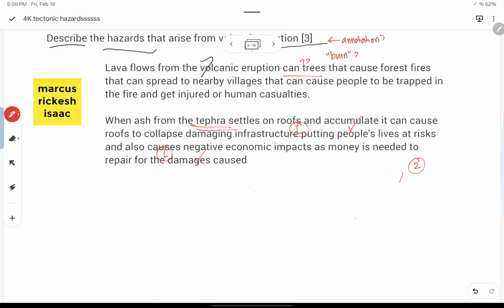You can see here 2 marks, but the first paragraph didn't get anything because I can't tell. I'm sorry, I'm sure they missed out one word. Can burn the tree. The burning of the tree causes forest fire, then it spreads and so on. I agree, right? But because it's not there, I can't give it to you. Right? I cannot assume for you.